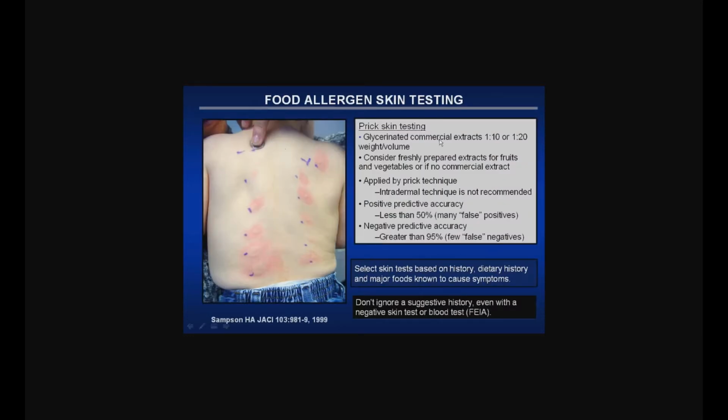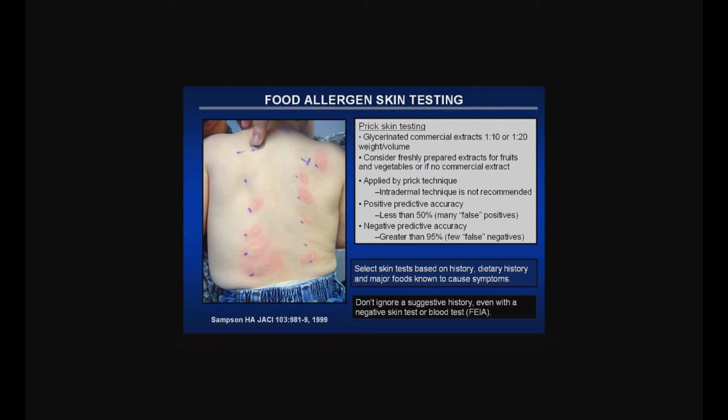So how about skin testing? How do we do it? Well, we buy commercial extracts that are 1 to 10 or 1 to 20 weight to volume. You can also freshly prepare extracts to use, and then we apply those by prick skin testing. We wait 15 minutes and read the results, and you get a wheal, this bump here, surrounded by an area of redness. People measure the longest diameter of the wheal and the perpendicular to that, and the longest diameter of the redness or erythema and the perpendicular to that, and that's usually what's recorded. So a skin test at 3 millimeters larger than the negative control is considered to be positive. That's by convention. The bigger the skin test, the more likely you are to react on exposure.